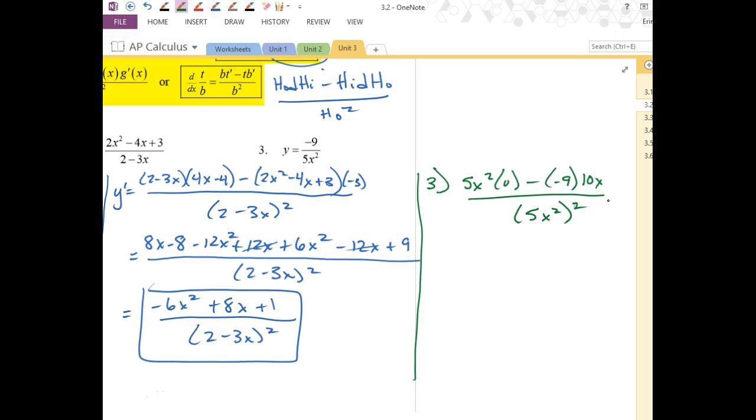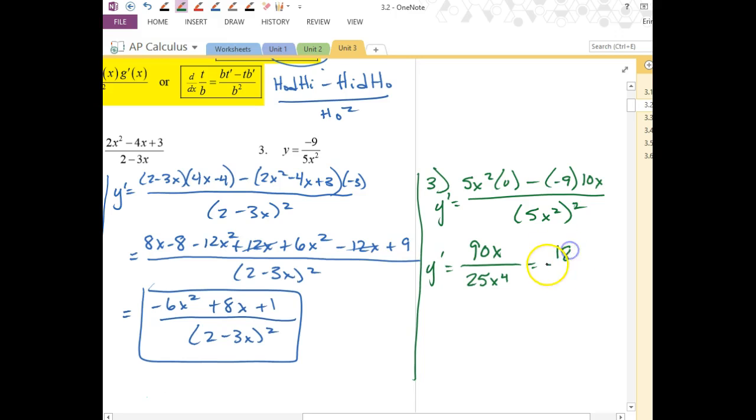Okay, so if I simplify on the top, what happens to my first term on the top? 0. Okay, so then I have minus negative, so let's call that positive 90x. What's on the bottom? 25x to the 4th. Okay. And then I can simplify because we can reduce that by 5. What does that reduce to? 90 would turn into 18. So 18 fifths. And then since I have an x over x to the 4th, that turns into x to the 3rd.